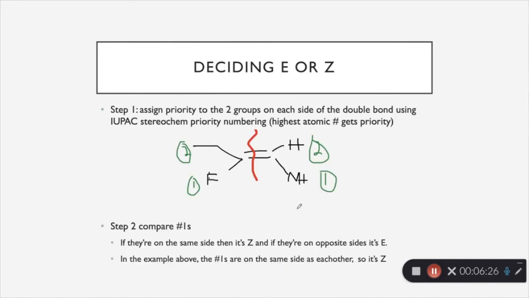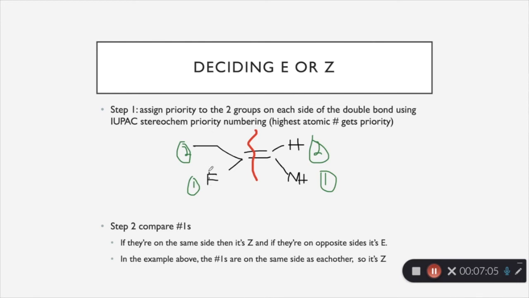So deciding E or Z. Step 1 is to assign priority to the 2 groups on each side of the double bond using IUPAC stereochemistry priority numbering. If you don't know what this means, go back and watch the videos on stereochemistry, and you're numbering these the exact same way as you would for normal stereochemistry. This means that you're going to use the highest atomic number to get priority. So first step is draw a line through the double bond, look at either side of it, and then over here we have 2 groups, and so we're going to number them based on priority.